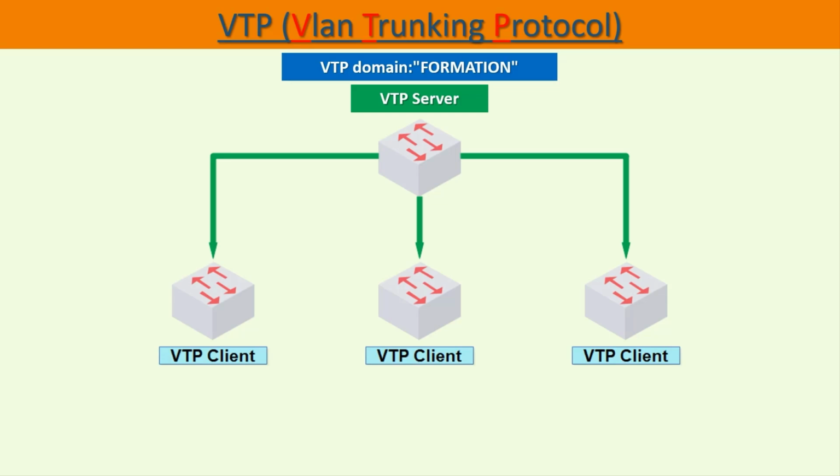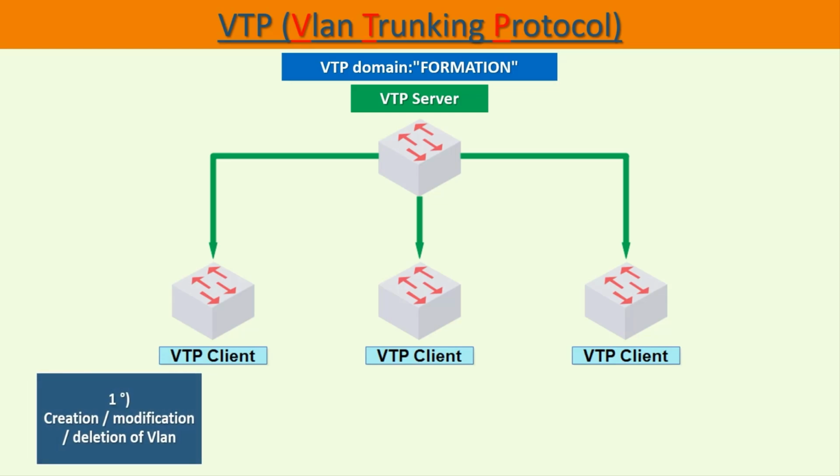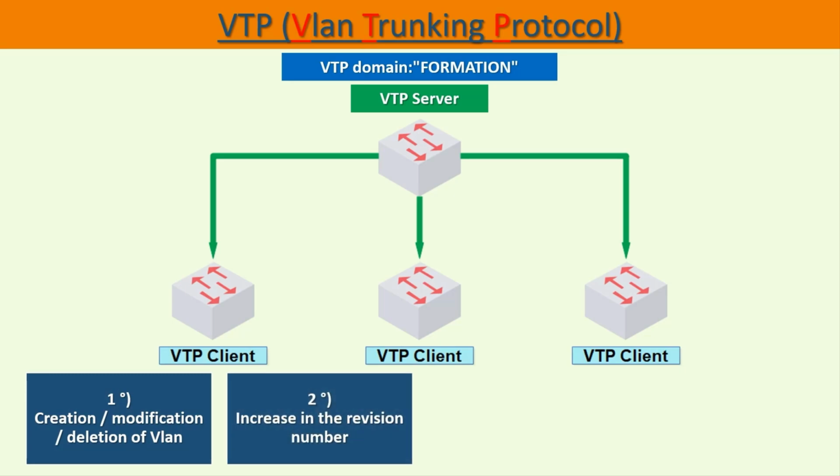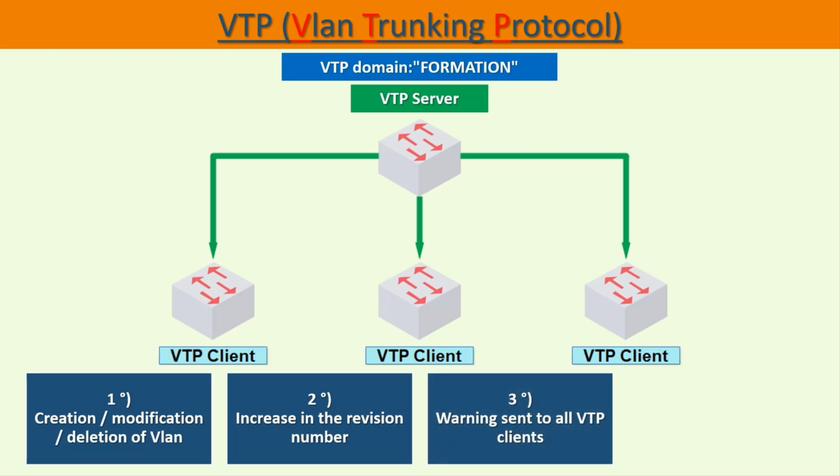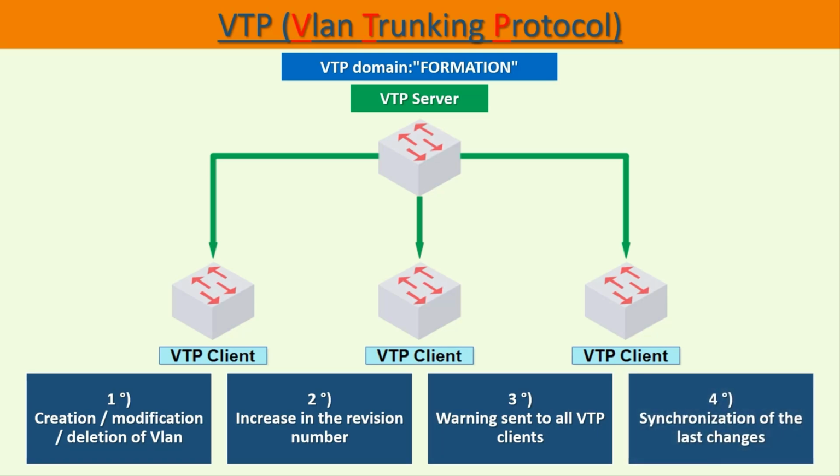To sum up, adding, modifying, or removing a VLAN on the switch in VTP server mode has the effect of increasing the revision number. It then triggers an advertisement packet that is sent to all client switches from the same VTP domain. And finally, they sync to get the latest revision number.